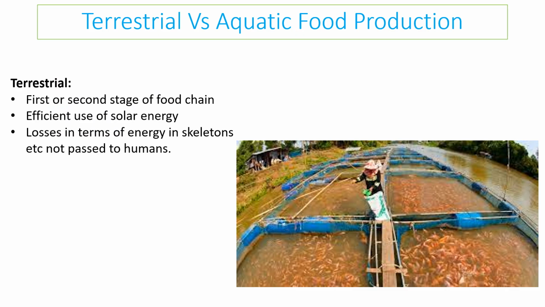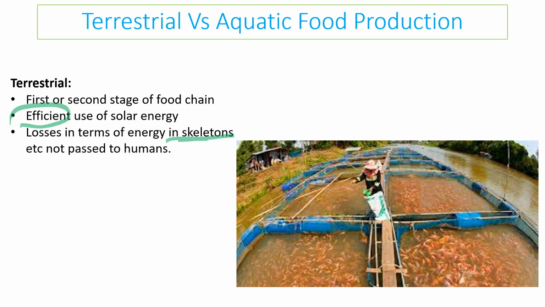To compare, where do we get our food? If we get our food from terrestrial systems, because we're on the land, sunlight is readily available, and we tend to eat the first or second trophic level of the food chain. We either eat the crops or we eat the animal that eats the crops. This means we get an efficient amount of solar energy transfer, but there are losses we need to take into account in terms of the fact we don't eat things like skeletons that are not passed on to humans.